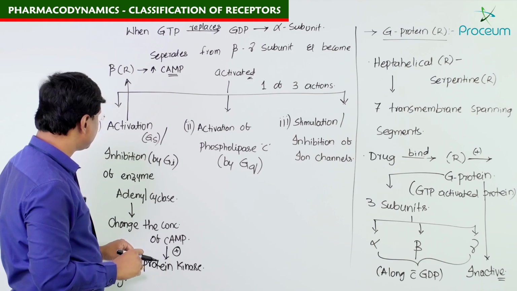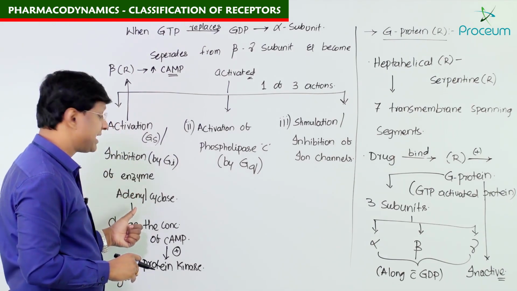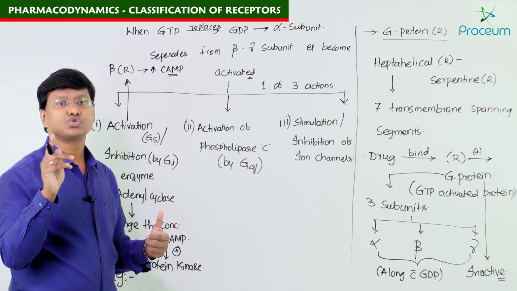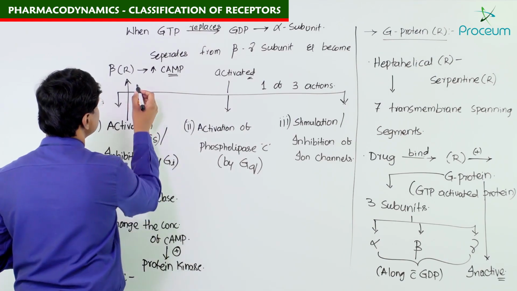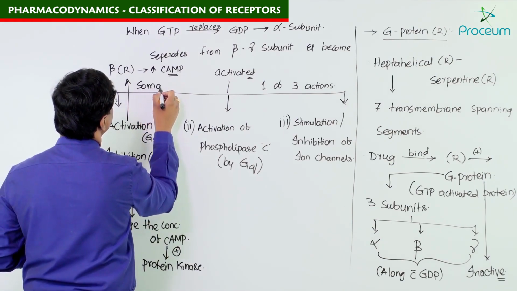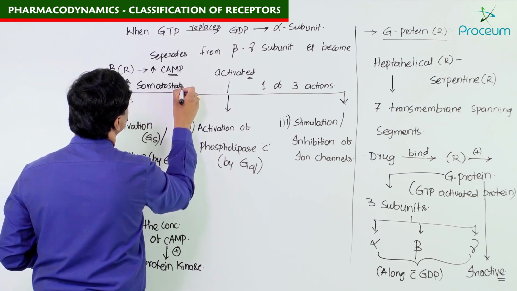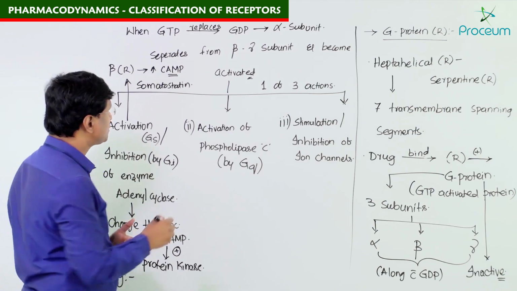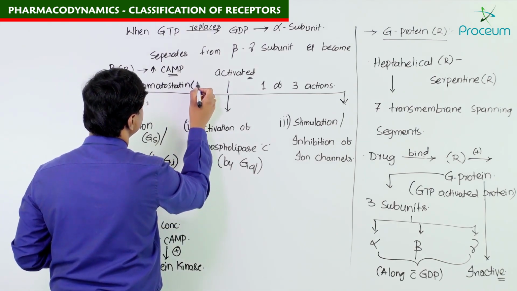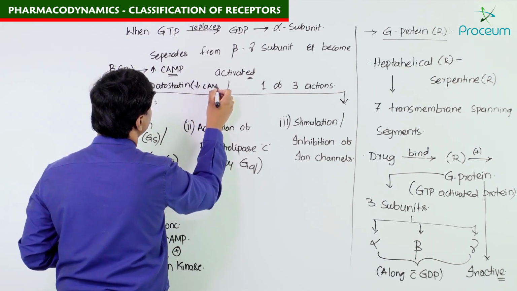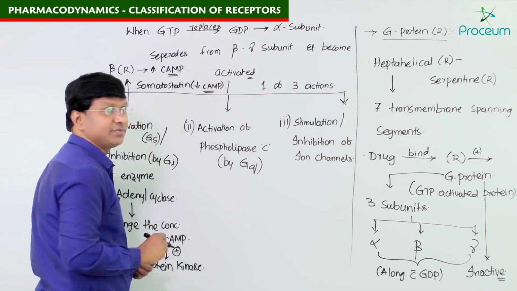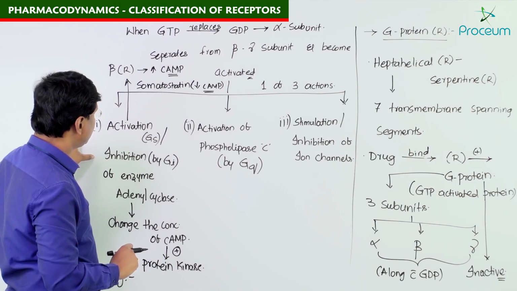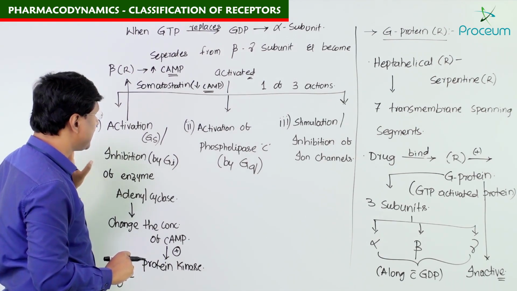Now we have one more receptor which acts via the activation or inhibition of the enzyme adenylyl cyclase, and that is somatostatin. Somatostatin works by decreasing the cyclic AMP levels. Is that clear? So that is about your first one, activation or inhibition of the enzyme adenylyl cyclase.